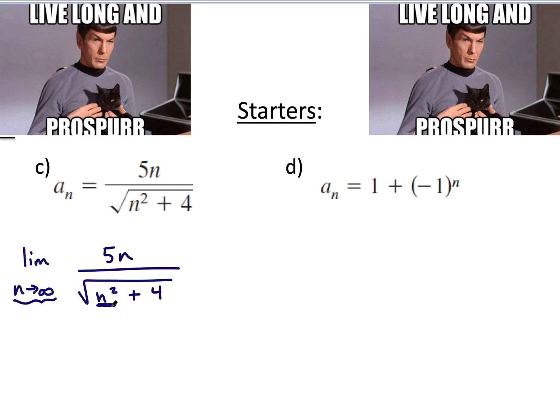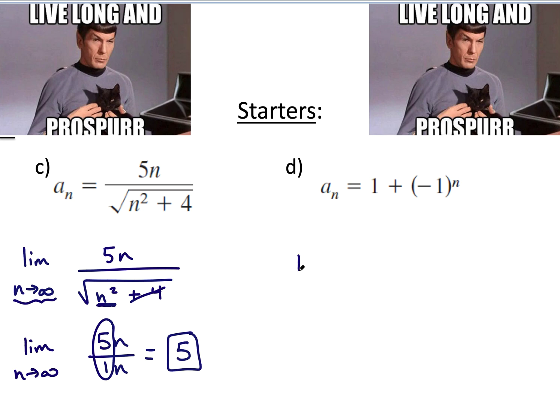So for that reason, in a question like this, you could actually say that this plus 4 is negligible. The square root of n squared would just turn into n. So really, this question would be just the limit as n goes to infinity of 5n over n. Since they have the same degree, you can divide the coefficients, and wouldn't you know it, the answer here also comes back as 5.